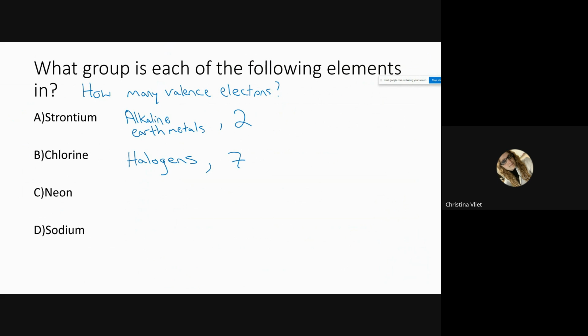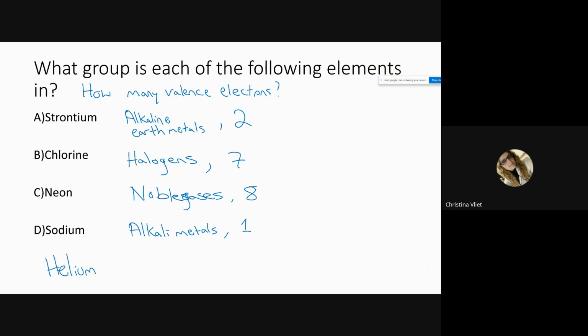Neon. What group is neon? Noble gases. How many valence electrons? 8. Sodium. What's the name of the group? Sodium. It's the alkali metals. And how many valence electrons? 1? Now I'm going to warn you, I'm going to give you a trick question so you can figure it out. What about helium? The name of the group and how many valence electrons does it have?